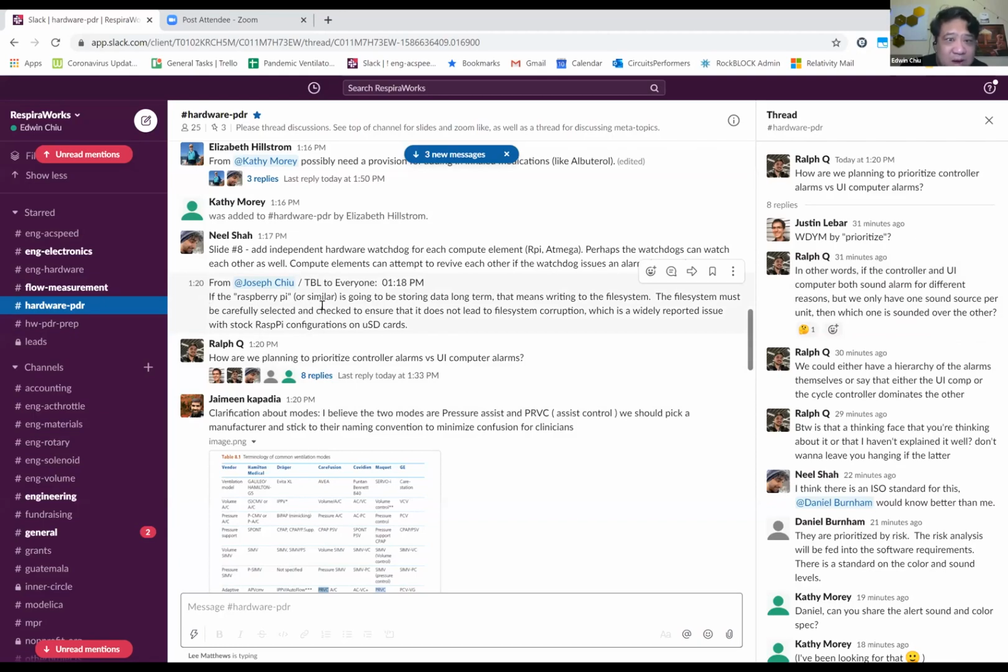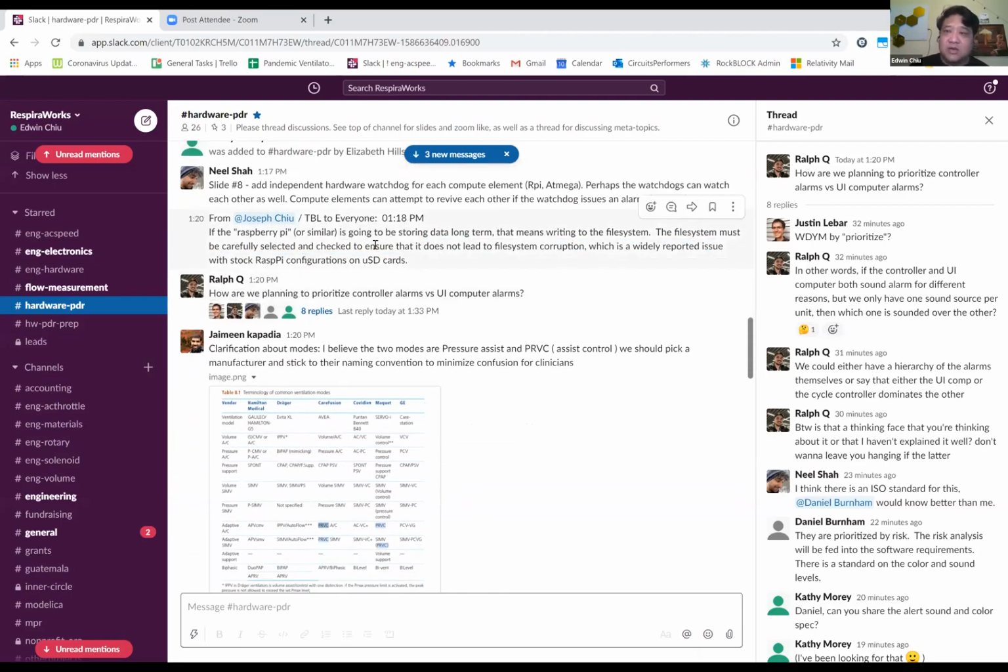And from Joseph, if the Raspberry Pi or similar is going to be storing data long-term, that means writing to the file system. The file system must be carefully selected to ensure that it does not lead to file system corruption, which is a widely reported issue with the stock Raspberry Pi configuration. Yes, that is correct. So we either need to find a way to make sure that it always is closing its file interactions, or to have some sort of graceful shutdown. Powering down a computer with a file system abruptly often doesn't work. So that's a good point. That's something we need to look at.